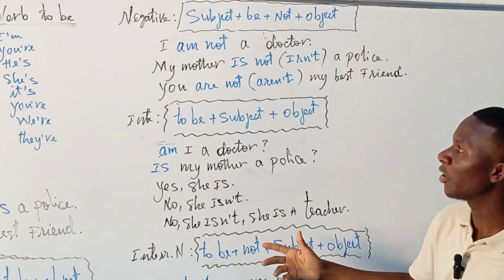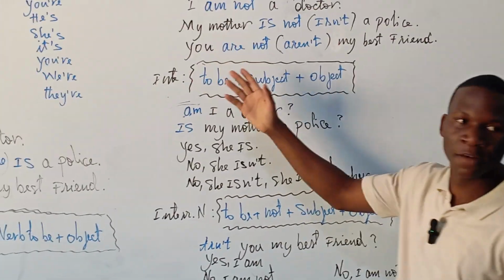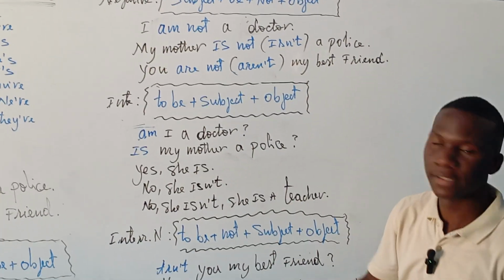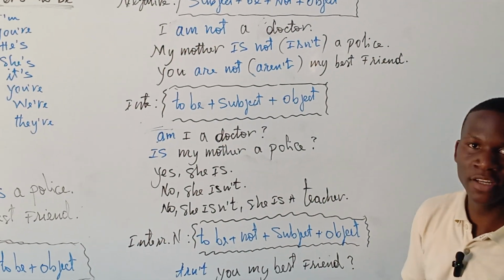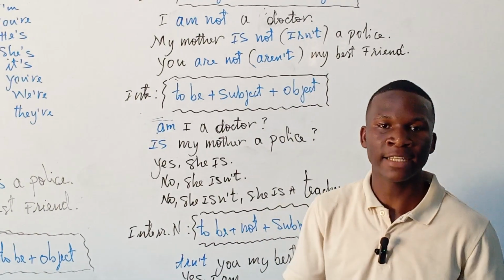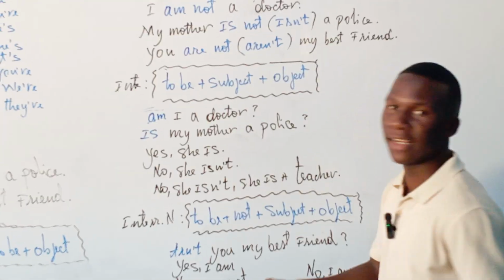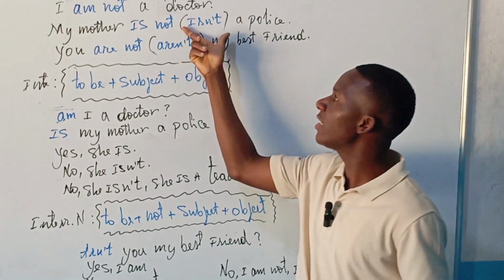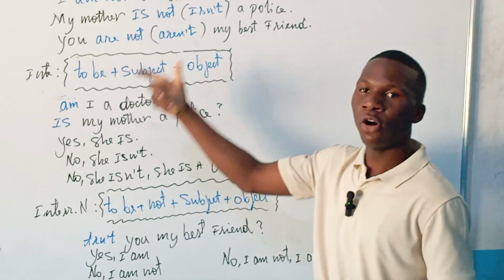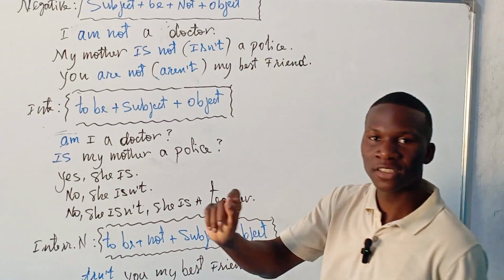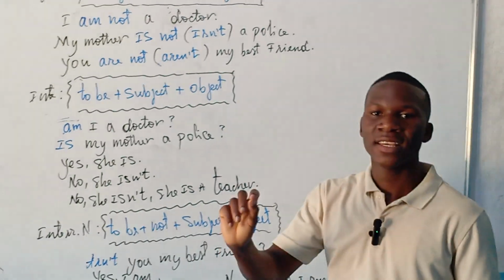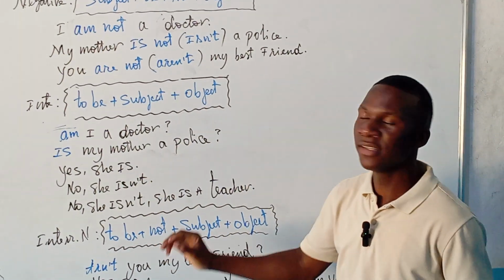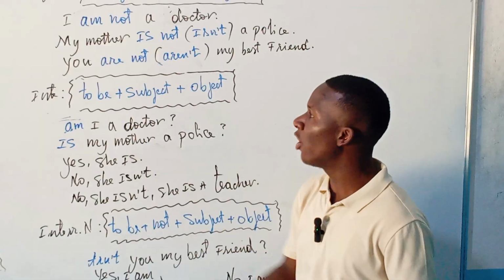I'm not a doctor. Here, the second example: my mother is not a police. We are refusing that my mother is a police, saying that my mother is not a police. We have got here the contracted form of "is not". The contracted form of "is not" is "isn't". You can say, my mother isn't a police, which is a contracted form of "is not".